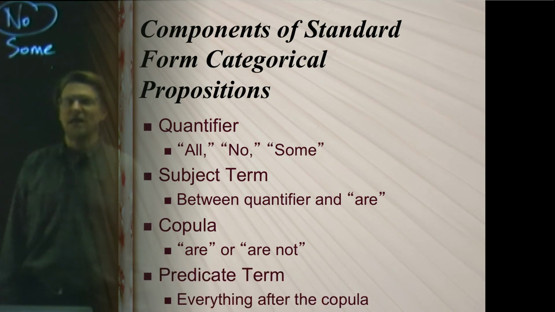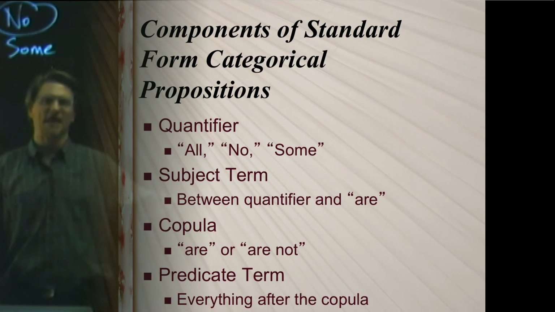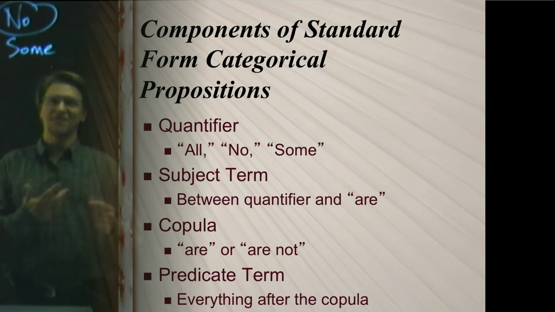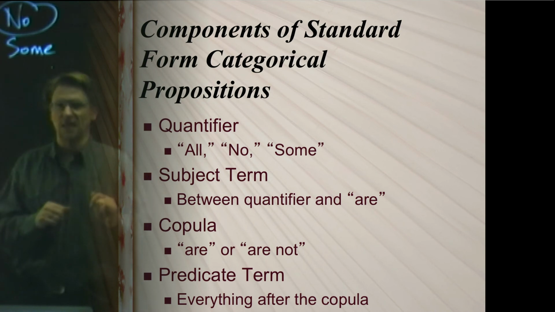And then finally, we have the predicate term, which in a standard form categorical proposition would be everything after the copula. Right? So every standard form categorical proposition has these four elements, and I'll just let you know that you're going to be tasked with identifying them with some standard form categorical propositions when we get to the first exam. But just to illustrate how you can do that here, I'm going to go ahead and move this slide out of the way.